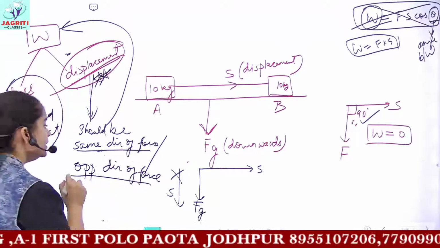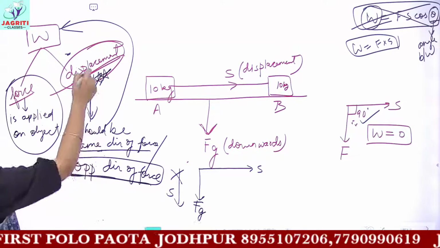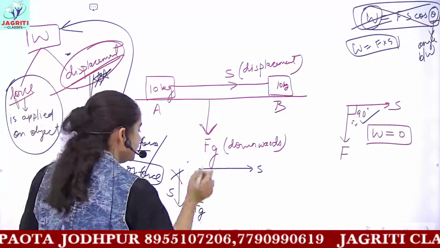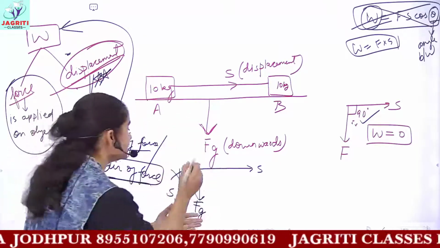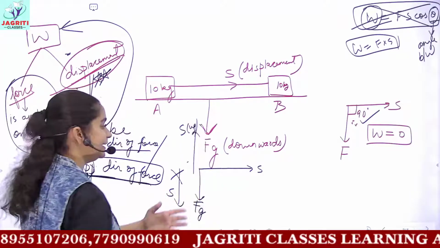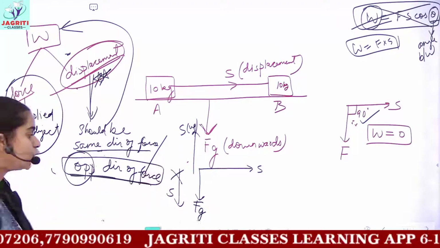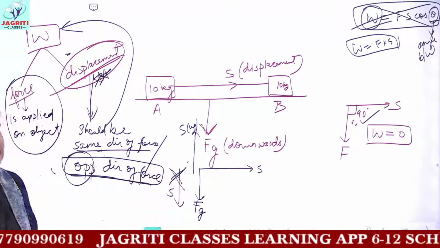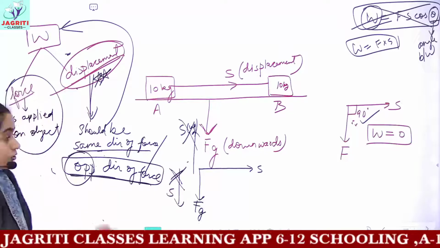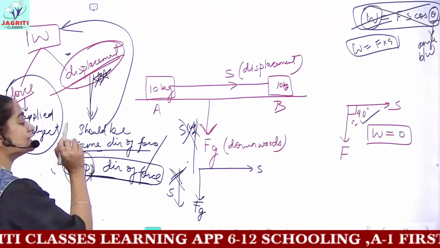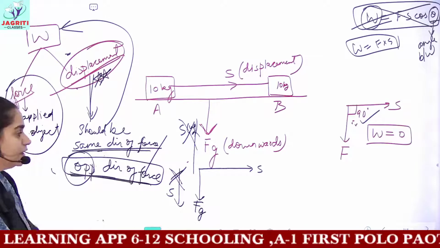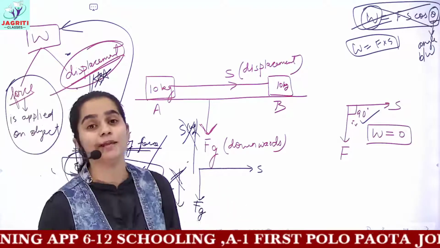Then we check, is the direction of force and direction of displacement opposite? No. For the opposite direction, if the force is applied downwards, then the object should move upwards. But in this condition, the object is not moving in the same direction, that is downwards, neither is it moving upwards. So I told you that if the force and displacement do not have the same or opposite direction, then the work in this condition would be 0.